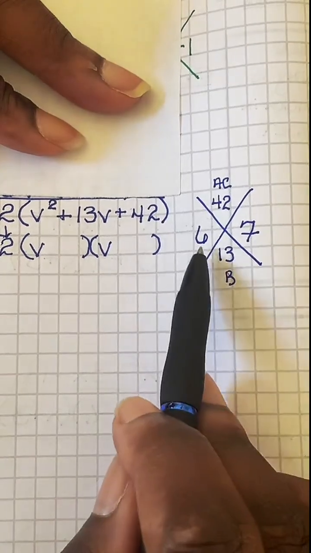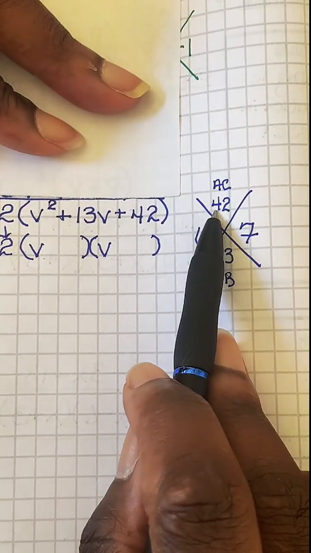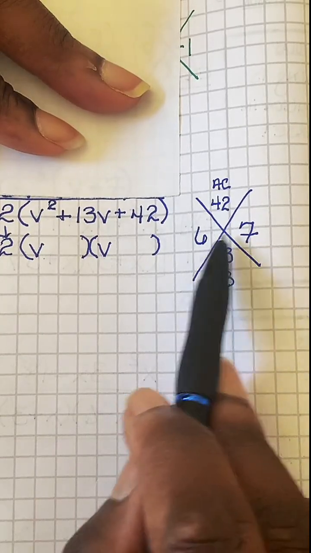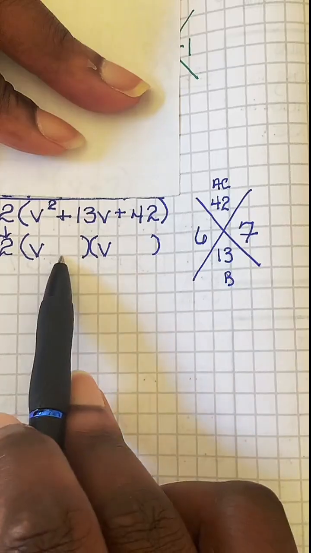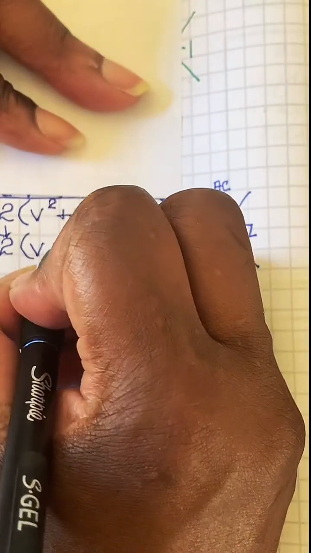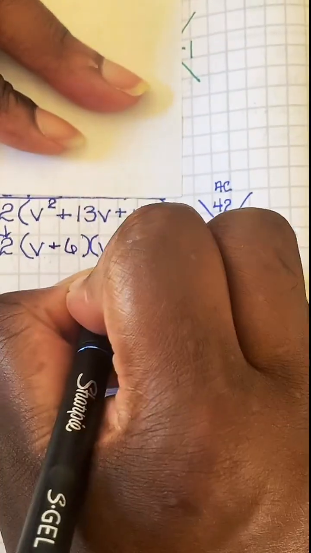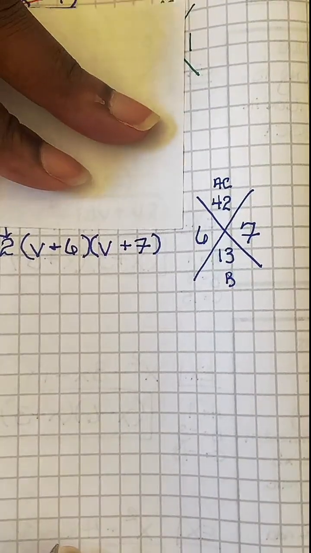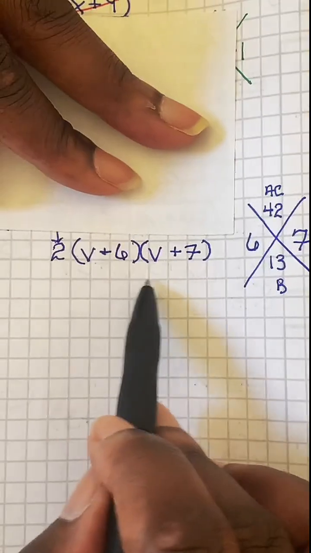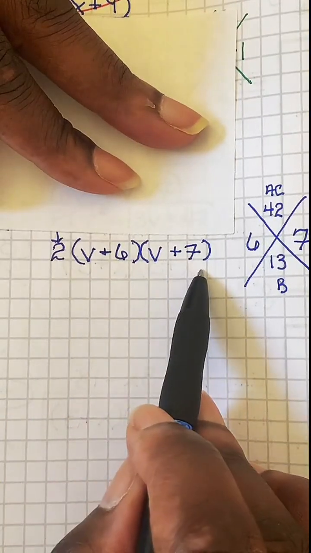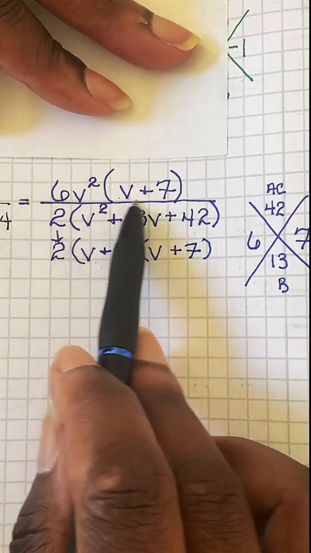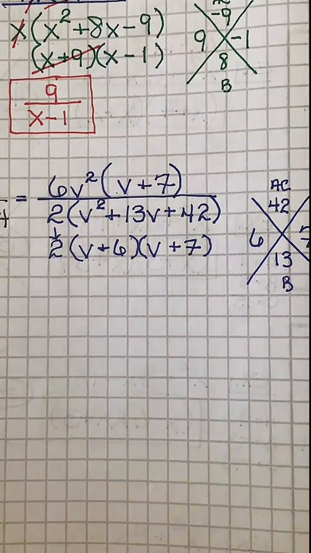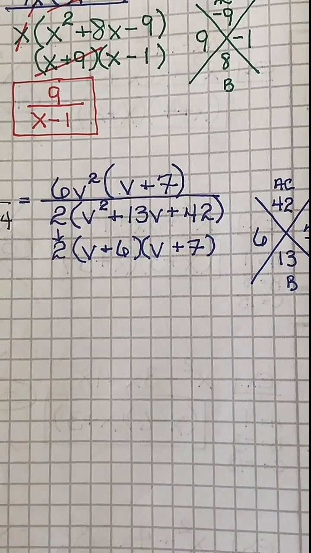Okay, so we have 6 times 7 gives me 42, and 6 plus 7 gives me 13. So these two numbers we're going to put into our parentheses. So we have plus 6 plus 7. All right, so this is your factored form for the denominator. This is your factored form for the numerator. Okay, what do you notice?